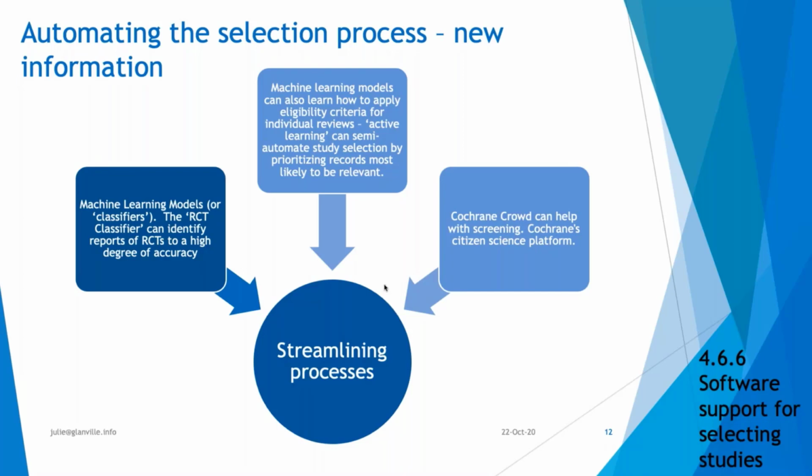The other group we've emphasised in the handbook section is the Cochrane Crowd. Cochrane Crowd is Cochrane's citizen science platform and is the hundreds and thousands of willing volunteers out there who currently do screening of RCTs to go into Central, but can also be called upon to help out with screening exercises for other reviews.